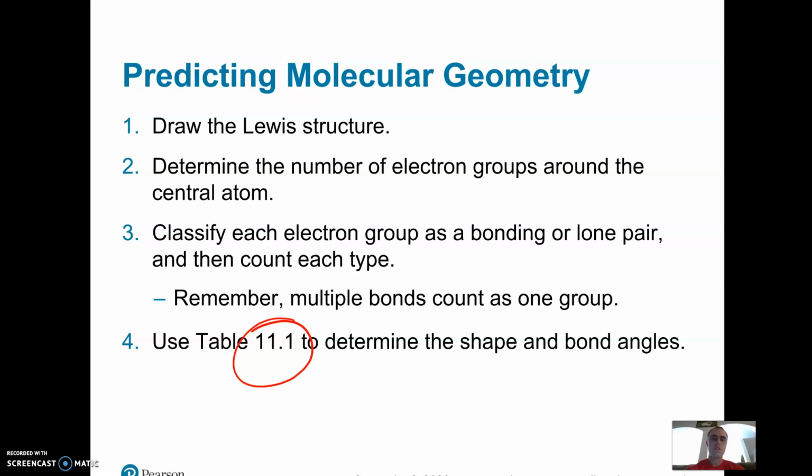But first, and you can pause the video and write these down if you need to, first we're going to draw the Lewis structure. We looked at Lewis structures last time and how they related to our geometry. Second, we need to look at the number of electron groups around the central atom. It's that central atom only that's going to determine the geometry of our structure. We don't really care about all of those terminal or outside atoms. We're looking at just the central atom.